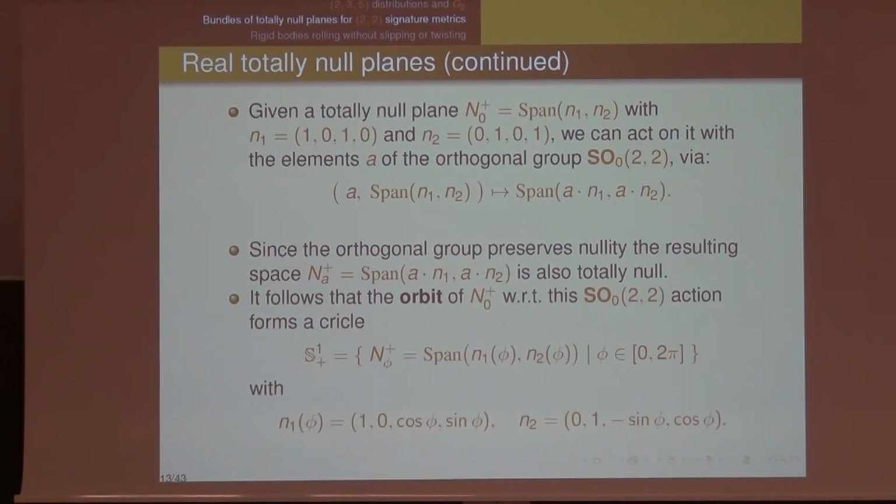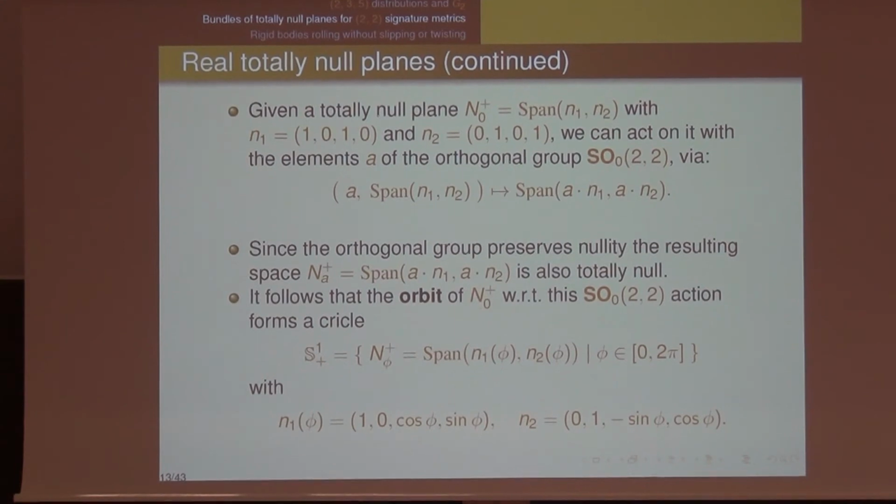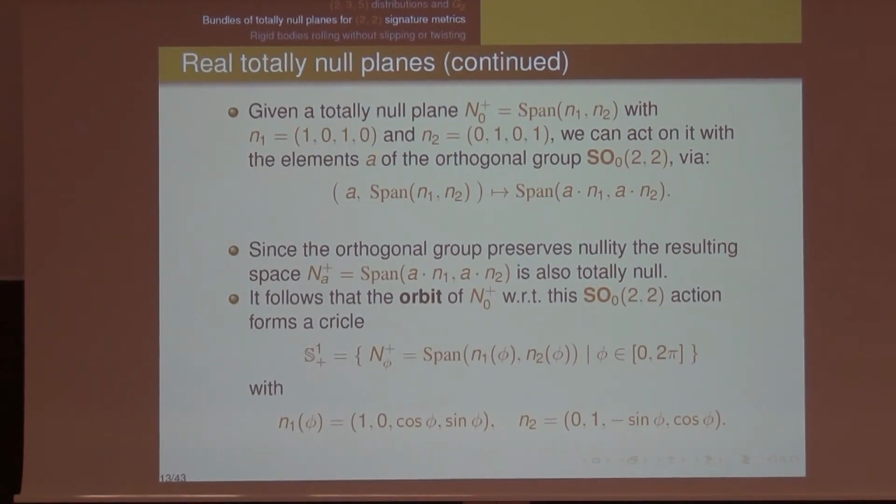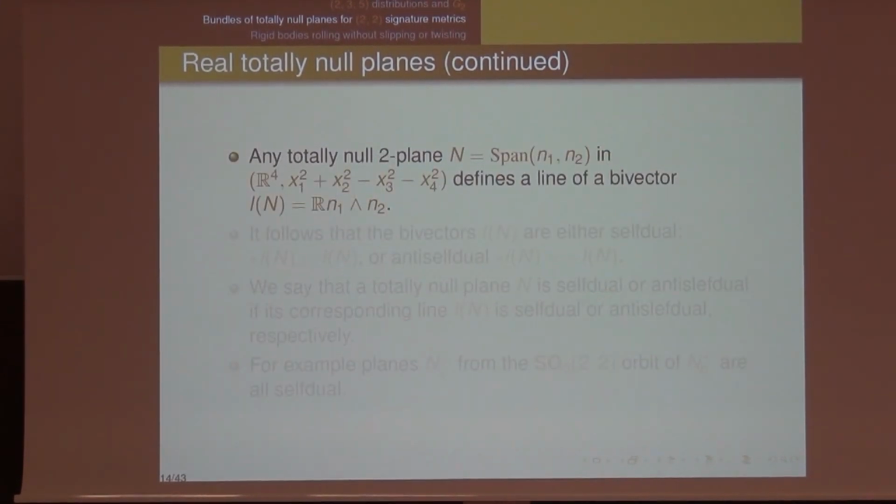Okay? And here is this explicit parametrization of these circles. This is null, this is null, this is orthogonal to each other, and actually this is just a continuous deformation of this one. So this is the orbit of this plane that I started with.